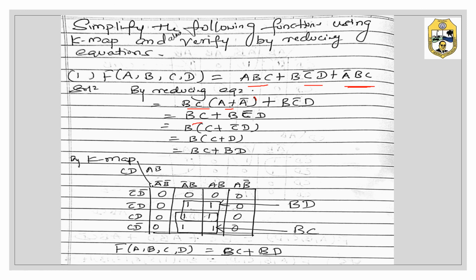Now B is taken common. So what is left? C plus C bar D. C plus C bar D can be written as C plus D. So when you split this, what happens? BC plus BD is the expression, the final reduced equation, right? With the help of reducing the equation. Now with the help of K-map also we need to get the same expression.